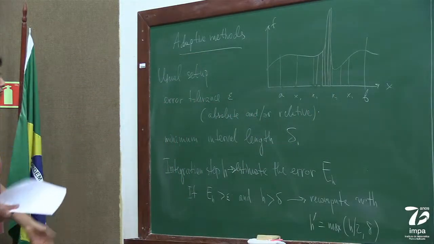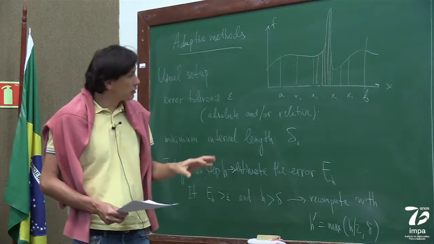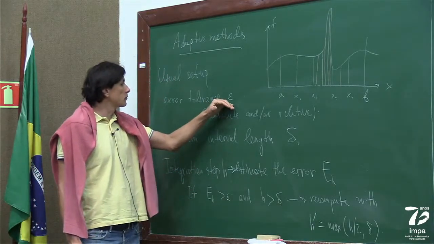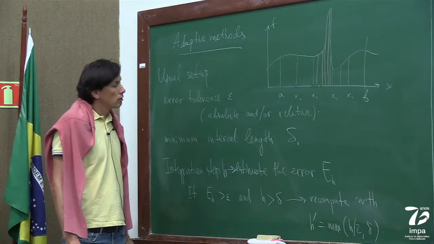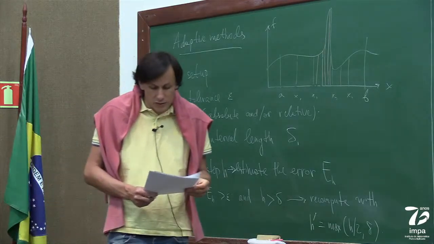So in that way, you have an adaptive step. And certainly this allows you to keep the same tolerance, but with fewer steps. Sometimes much fewer steps.